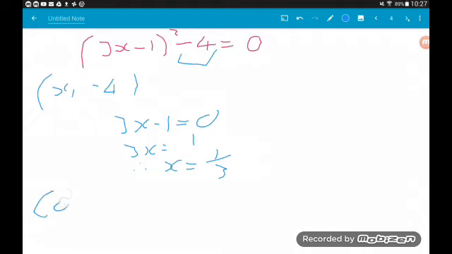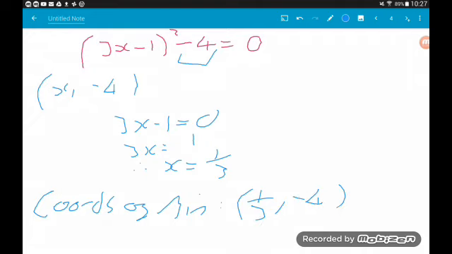So the coordinates of the minimum are going to be 1/3, minus 4. Let's now have a look at solving this equation. So to solve it, we're first of all going to add the 4 to both sides.